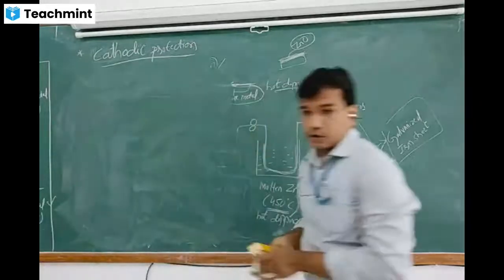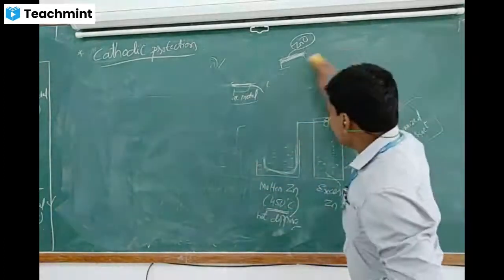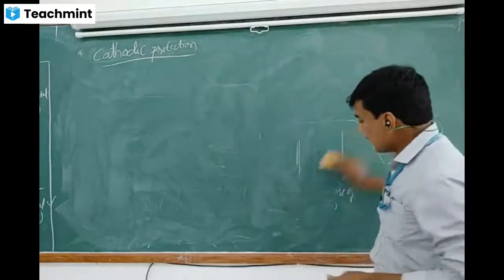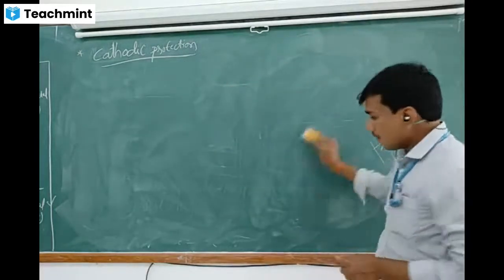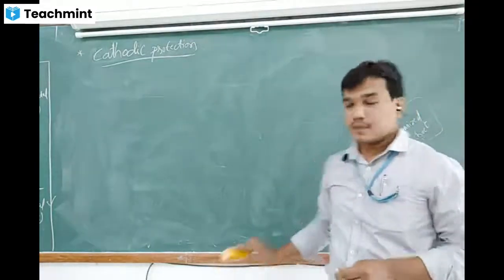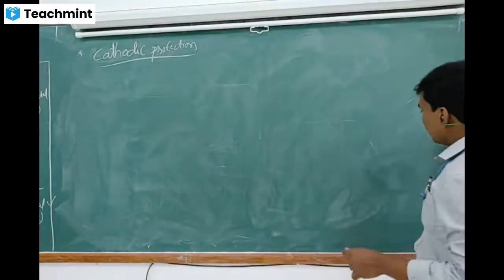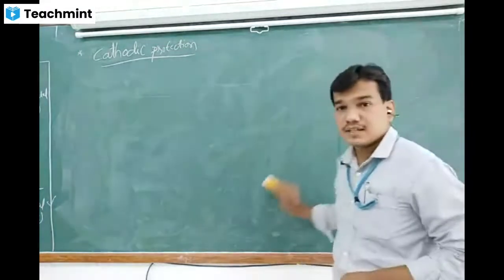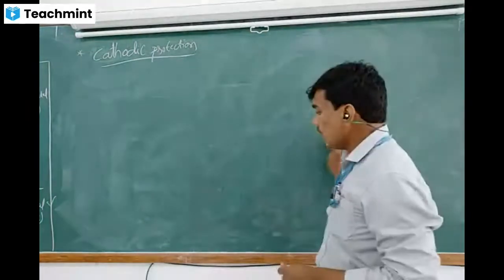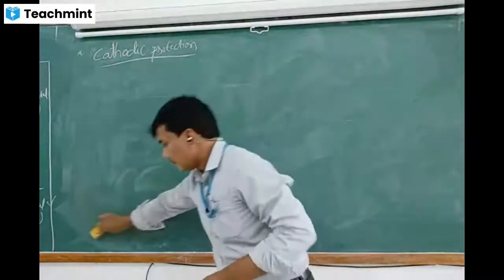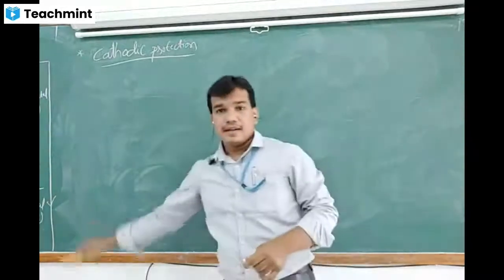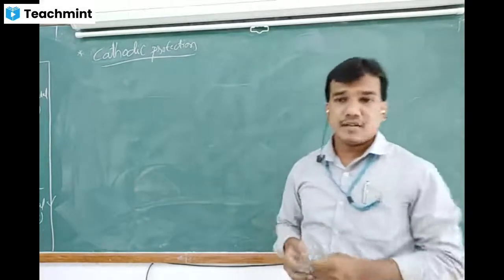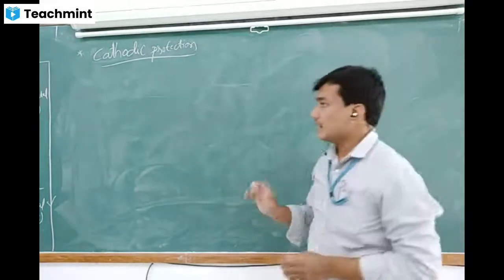So in corrosion controlling methods, there are three corrosion controlling methods. One is design and selection of the metals. Second one is protective coating. In protective coating, there are inorganic coating and organic coating. In inorganic coating, we have discussed the anodization of aluminum. Organic coating means paint. Coating a metal with paint is called organic coating.